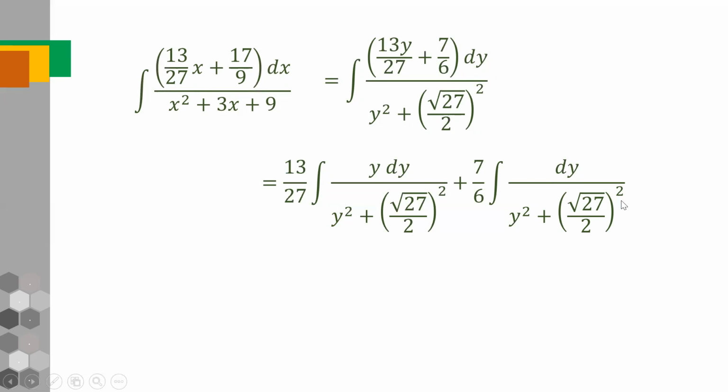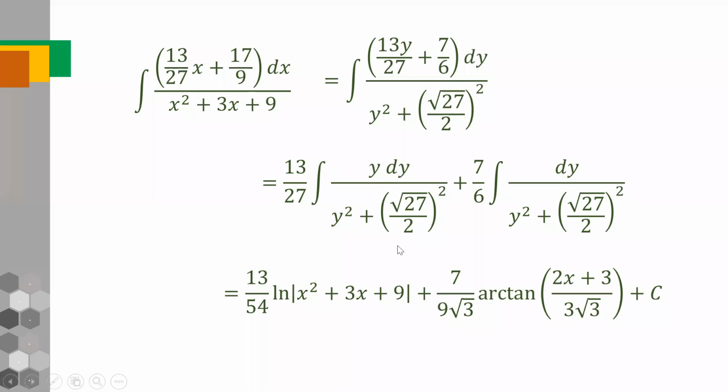The first integral can be solved by simple substitution that will lead to the ln formula. And the other one can be solved by the arctan formula. So therefore, this integral is equal to 13 over 54 ln of the absolute value of x squared plus 3x plus 9. And the second one is equal to plus 7 over 9 times square root of 3 arctan of 2x plus 3 over 3 square root of 3 plus c.